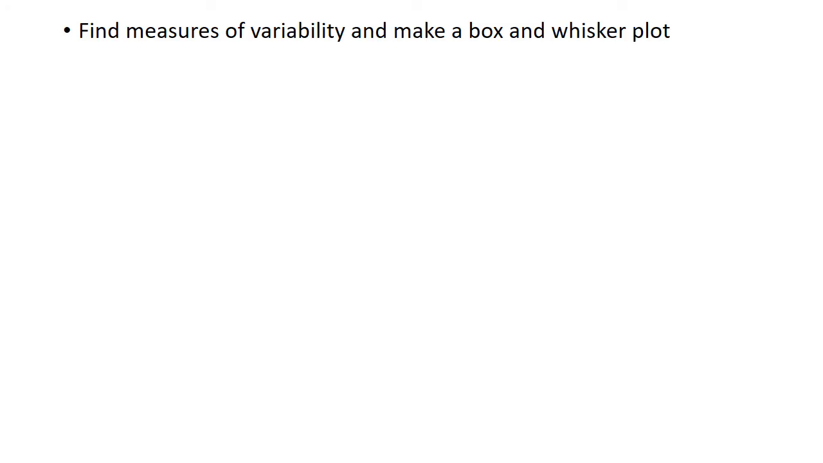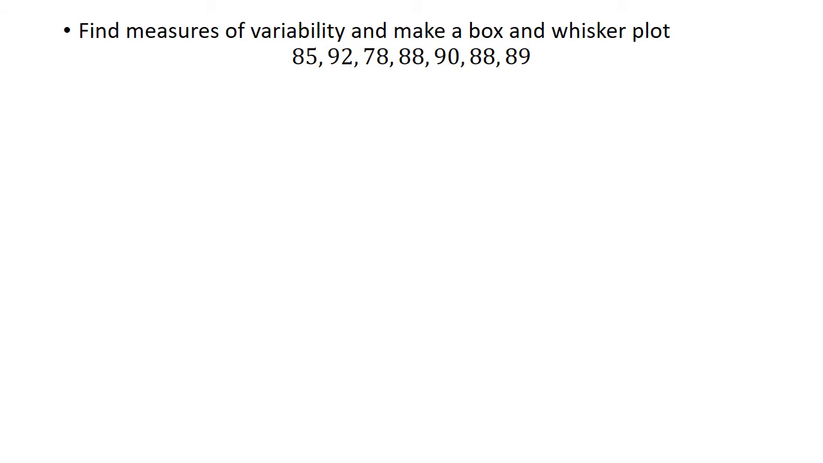Let's try one together. So we're going to find our measures of variability, which are our range and all our quartile points. And then we're going to make a box and whisker plot. Now, the box and whisker plot requires you have the smallest and the largest values, so we're going to go ahead and include those in the list of numbers that we're finding about this data set.